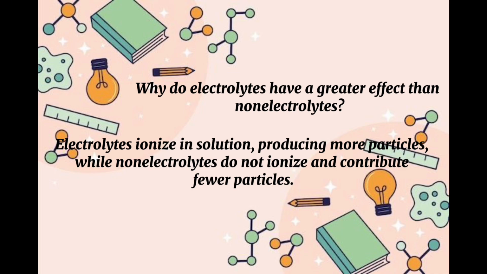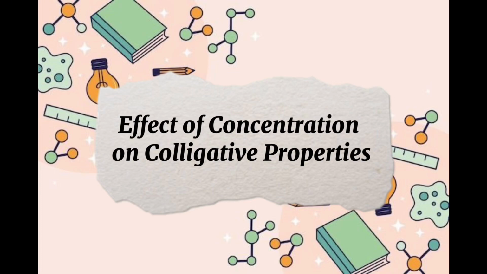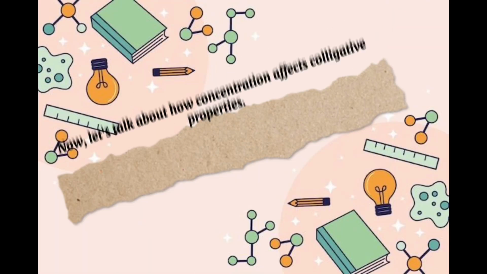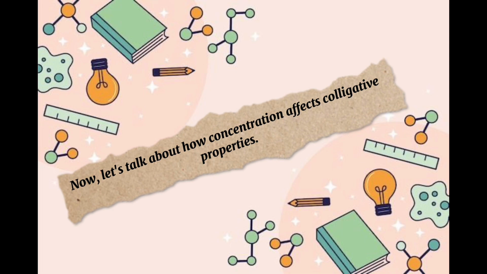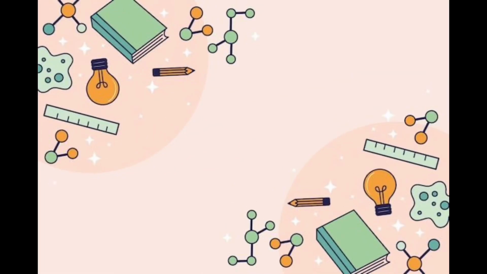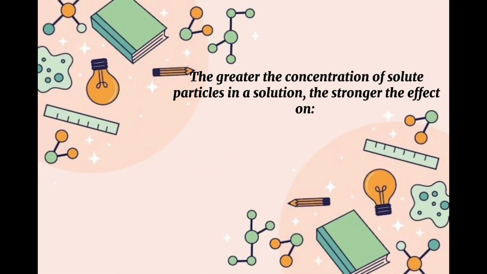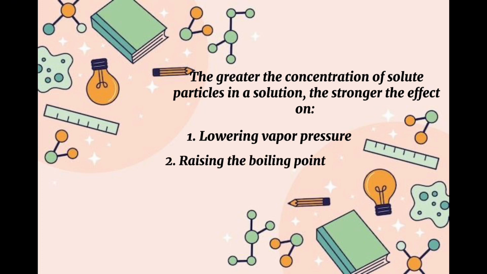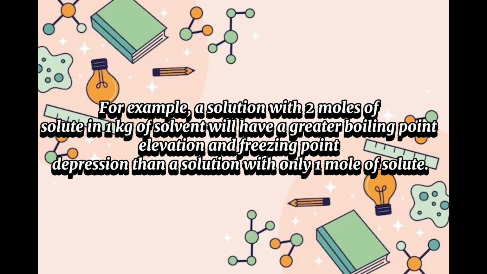Now let's move on to the effect of concentration on colligative properties. The greater the concentration of solute particles in a solution, the stronger the effect on lowering vapor pressure, raising the boiling point, and lowering the freezing point. For example, a solution with 2 moles of solute in 1 kilogram of solvent will have greater boiling point elevation and freezing point depression than a solution with only 1 mole of solute.